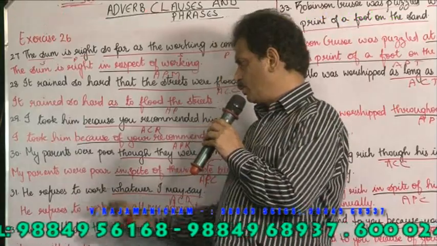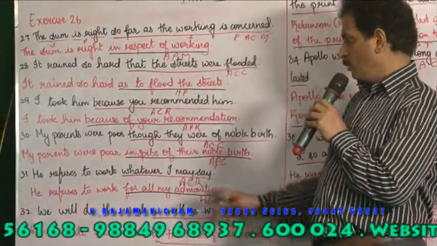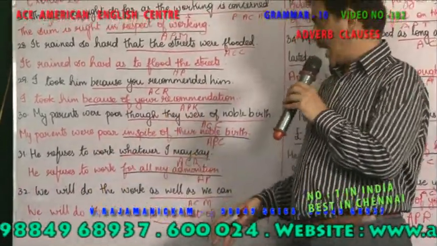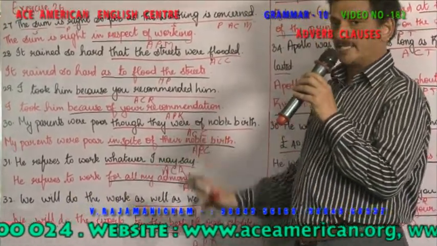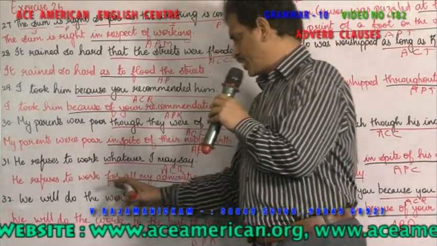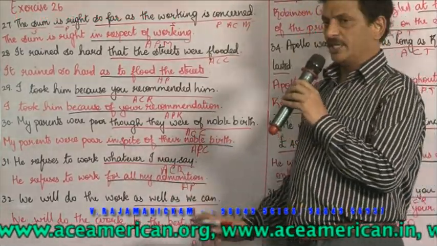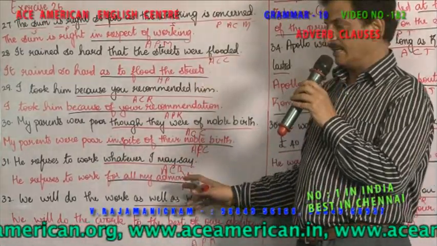He refuses to work, whatever I may say. This is an adverbial clause, the subject I is there, and the verb may say is there. He refuses to work for all my admonition. Here there is no verb.